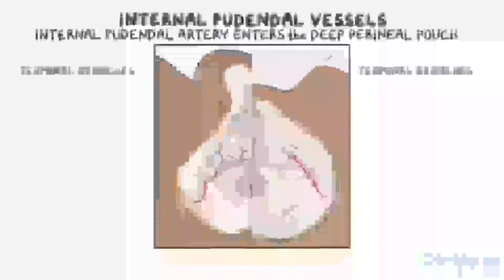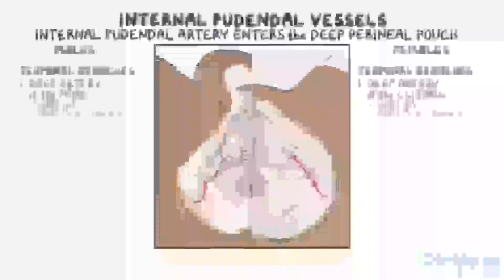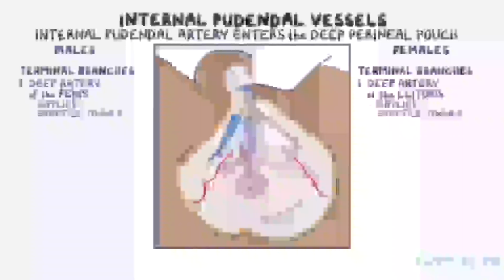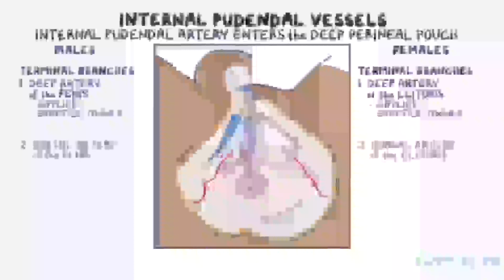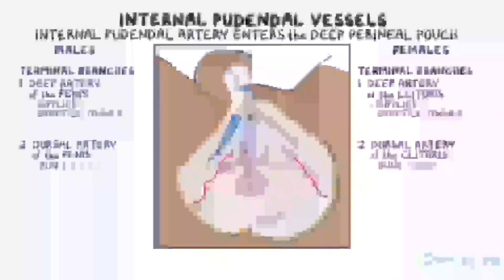Finally, the internal pudendal artery enters the deep perineal pouch to give off its terminal branches, which are the deep artery of the penis in males and the deep artery of the clitoris in females. The deep artery of the penis or clitoris supplies most of the erectile tissues in the penis and the clitoris. The next terminal branches are the dorsal artery of the penis and the dorsal artery of the clitoris. The dorsal artery of the penis or the clitoris runs through the deep perineal pouch and supplies the dorsal surfaces of the penis and the clitoris.